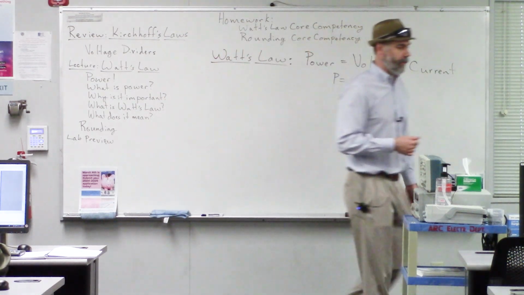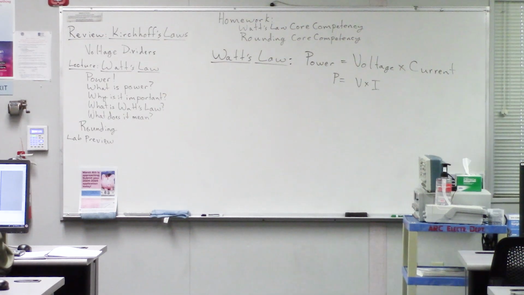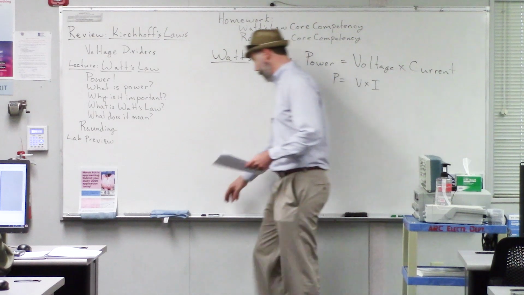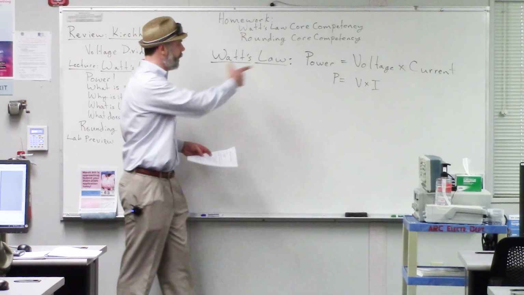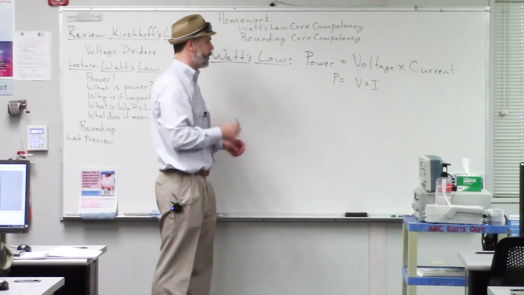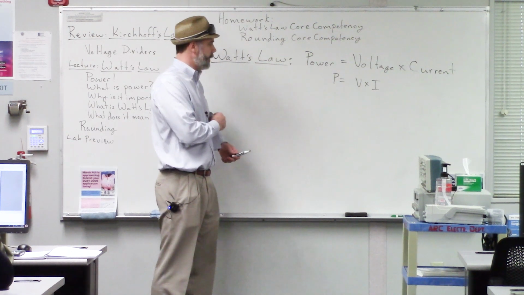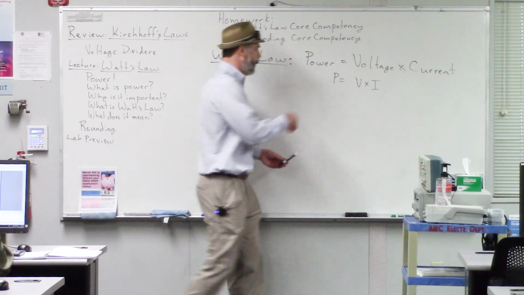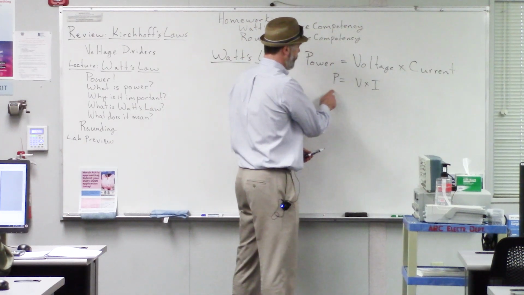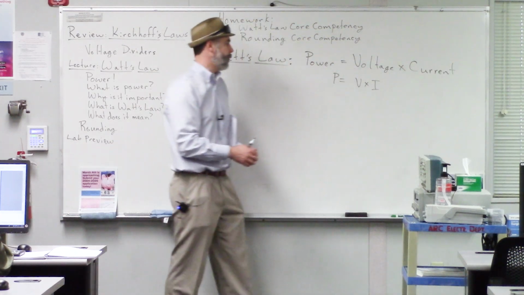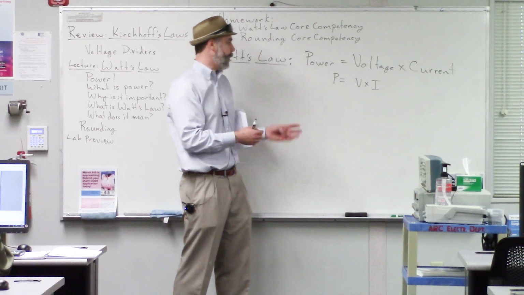So there are a couple of different ways to write Watt's law. Okay, so we can write it like this: power is voltage times current. But again, this is kind of like Ohm's law, where we have three different variables, and we might want to find one of them if we know the other two.